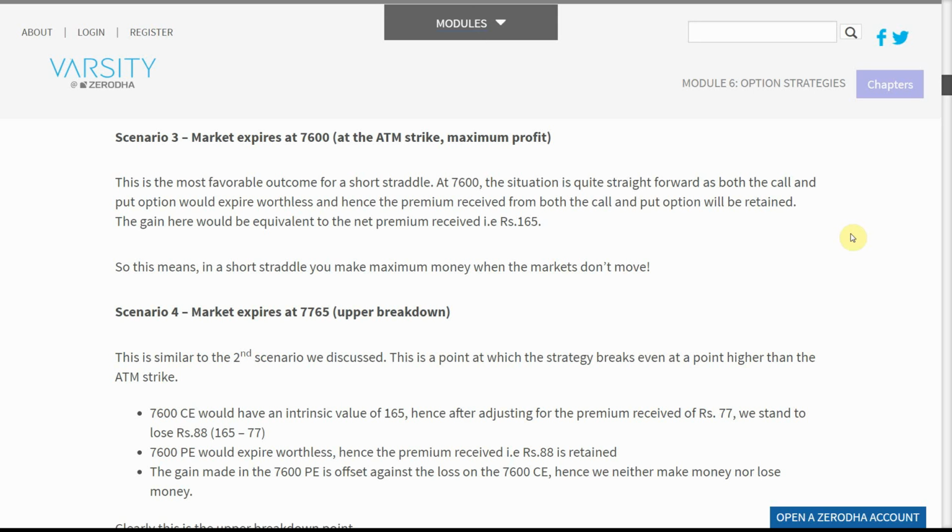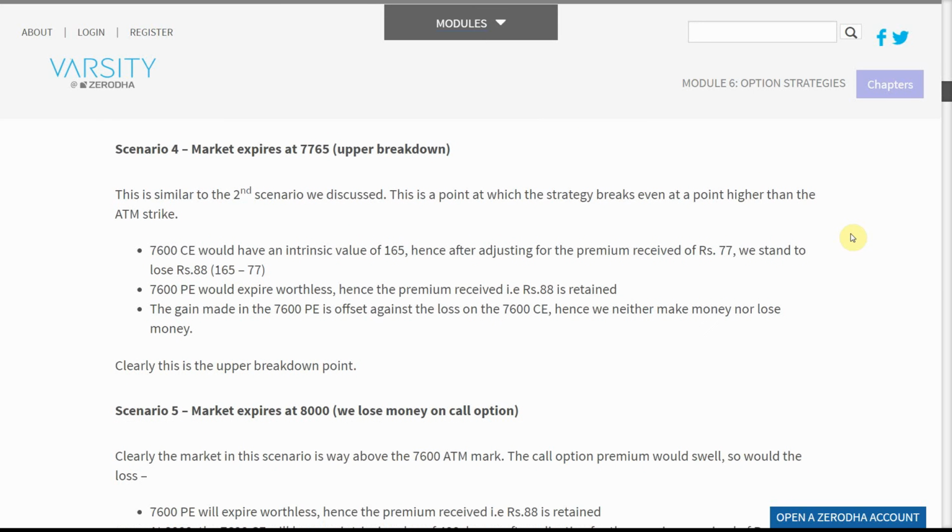Scenario 4, market expires at 7,765. Upper breakdown. This is similar to the second scenario we discussed. This is a point at which the strategy breaks even at a point higher than the ATM strike. 7,600 CE would have an intrinsic value of 165. Hence after adjusting for the premium received of Rs. 77, we stand to lose 88 rupees, 165 minus 77.